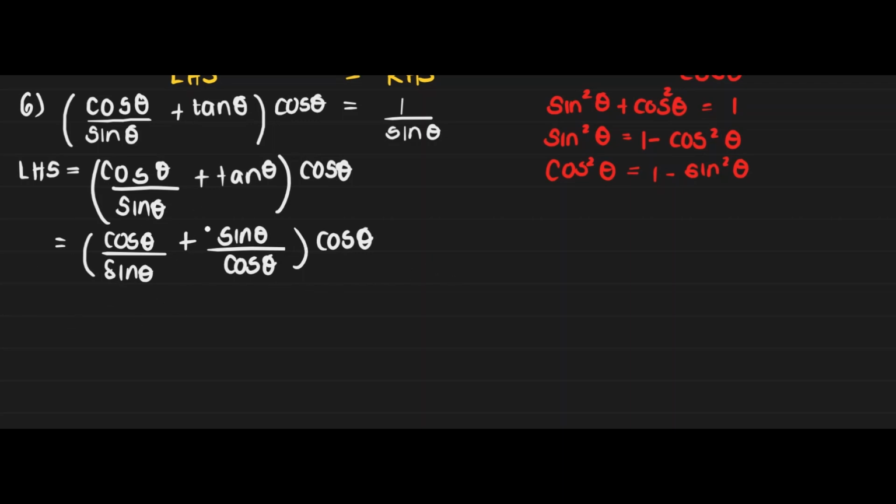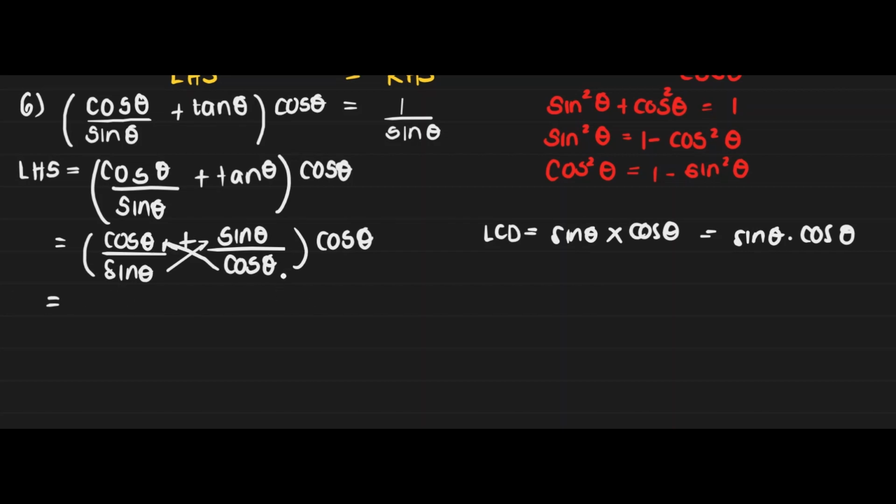So now here we need to find the LCD. So the LCD here is going to be this denominator multiplied by this one. So LCD is going to be equal to sine theta multiplied by cos theta, right? Then what we're going to do is here, since this side doesn't have sine, we're going to multiply the sine here. And since this one, the denominator, does not have cos, we're going to multiply this one here. So that's what we're going to do.